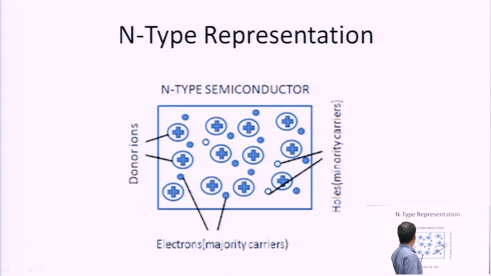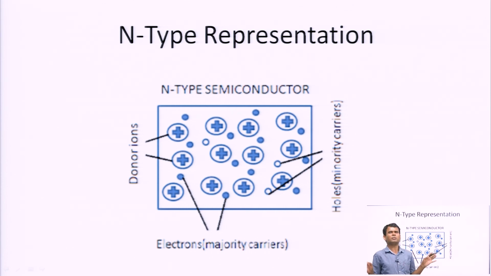And this is the representation of the n-type semiconductor. The plus nucleus, circled plus, is known as a donor ion, and one donor ion has one free electron. This is the representation of the n-type semiconductor, and there are some minority carriers also, which are holes.